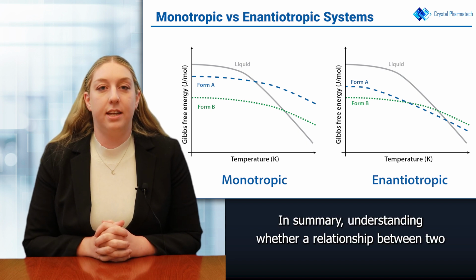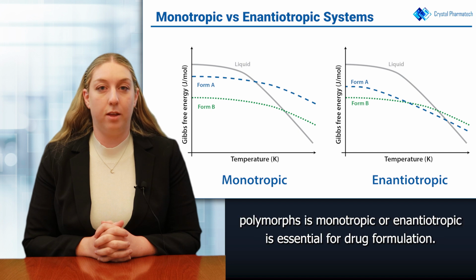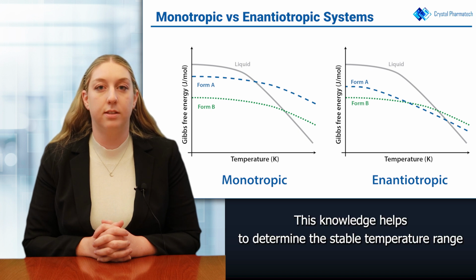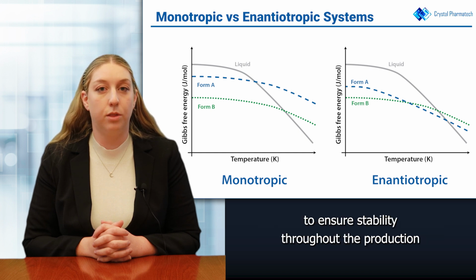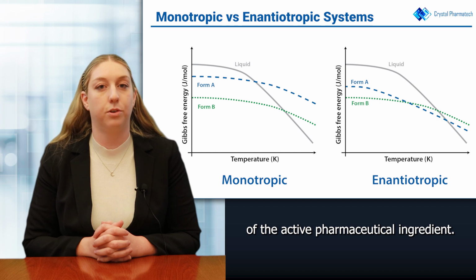In summary, understanding whether a relationship between two polymorphs is monotropic or enantiotropic is essential for drug formulation. This knowledge helps to determine the stable temperature range for the desired polymorph, guiding the design of processing conditions to ensure stability throughout the production of the active pharmaceutical ingredient.